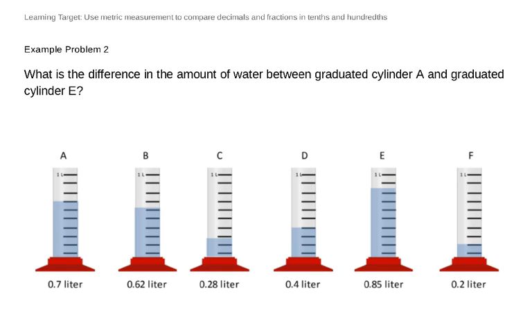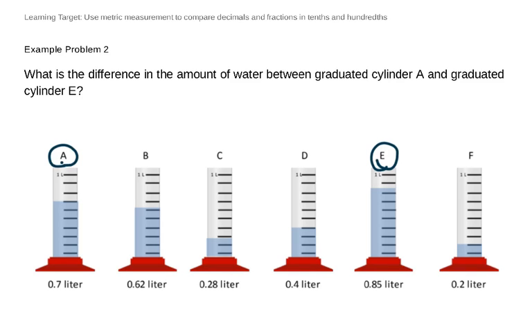Example problem number 2. What is the difference in the amount of water between graduated cylinder A and graduated cylinder E? So we have 6 graduated cylinders. It's all in decimals down below, but you'll notice some are in tenths and some are in hundredths. I'm going to quickly just rewrite these. Well, I really just need to look at A and E, so I don't have to rewrite all of them, I just have to look at those two.